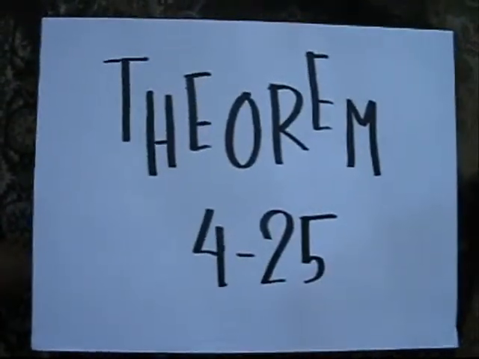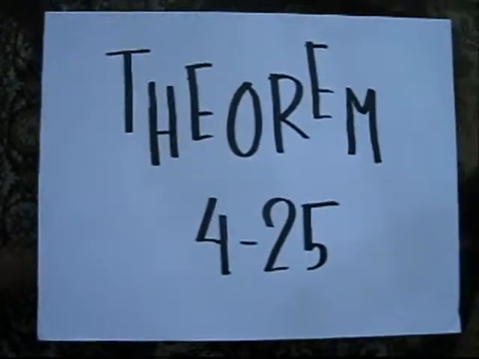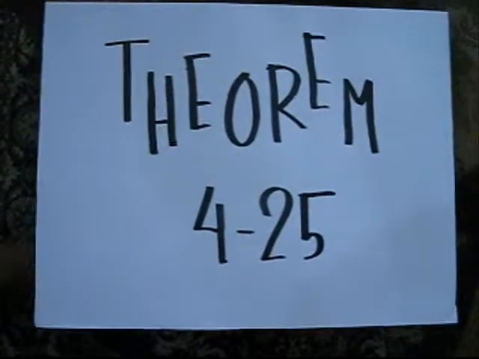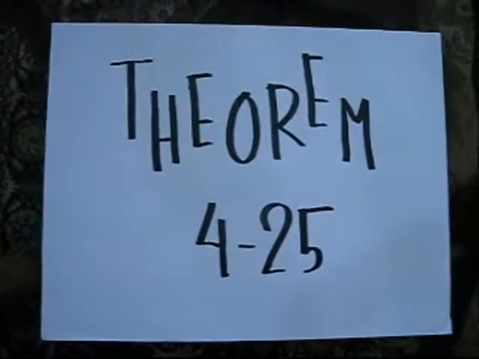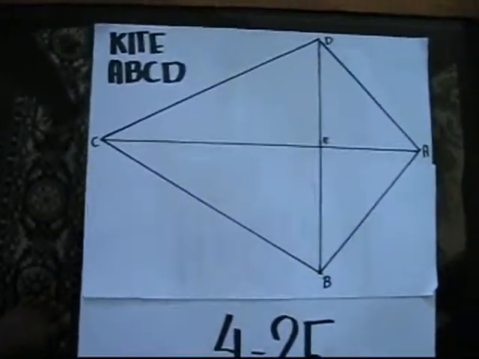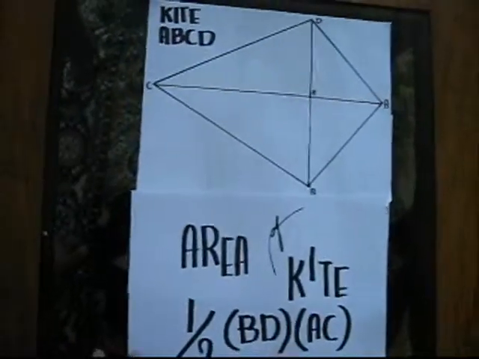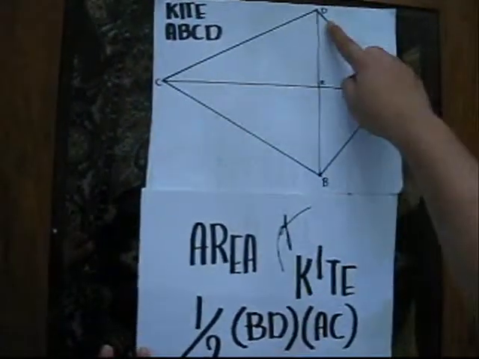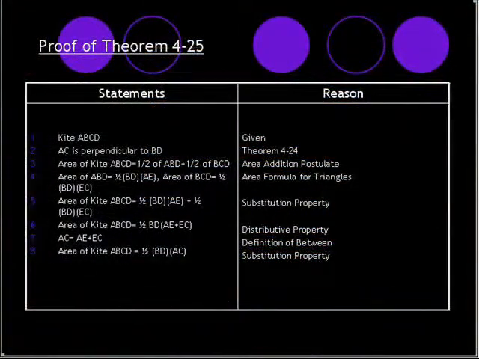Another theorem that concerns kites is Theorem 4-25. It states that the area of a kite is half the product of the lengths of its diagonals. Let's take this kite as an example. The formula for the area of the kite is 1/2 times the measure of line BD times the measure of line AC. Take this one as a proof of Theorem 4-25.